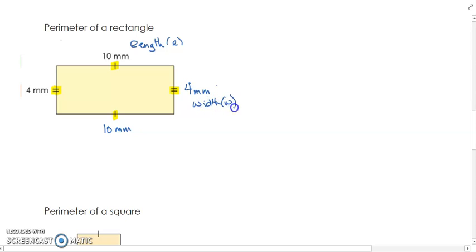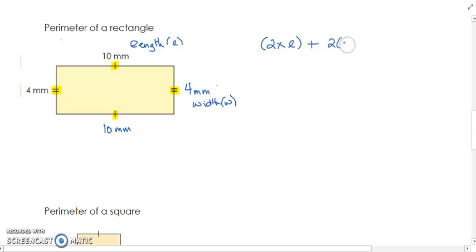And instead of writing out all the width, we're just going to write W. Okay? Now if we look, we have two lengths. One length here and one length there, right? So we really have two groups of L, don't we? Two groups of L. And we're going to add that to two groups of width.